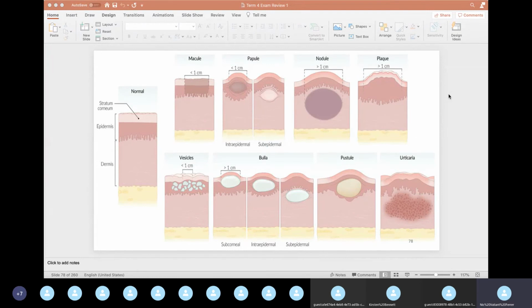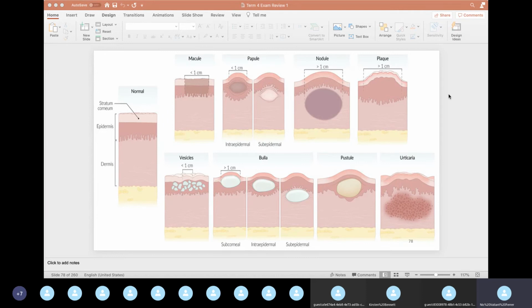Okay. In terms of the vesicles, bulla, and pustule, these are about fluids. There's fluid. Vesicles affect your epidermis, less than 1 centimeter. For bulla, it's more than 1 centimeter, but it can either be subcorneal, meaning below the stratum corneum, intraepidermal, meaning between your epidermis, or subepidermal, meaning below the epidermis. Pustule is just a collection of pus.